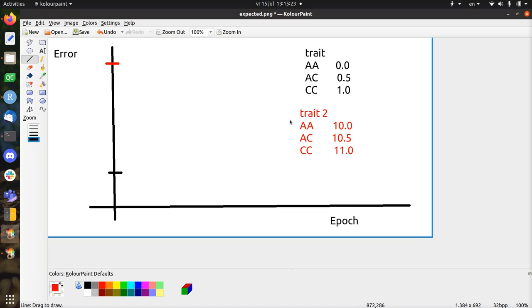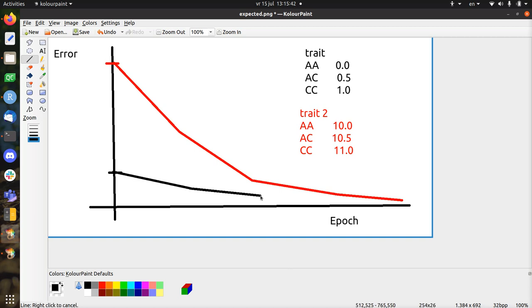I assume that a random neural network predicts traits to be around zero, and I expect that in both cases, for this extreme trait, it goes down to zero, and for the black trait, for trait one, it also goes to zero. That's what I would expect if the neural network indeed learns. So that's exactly what I have done.